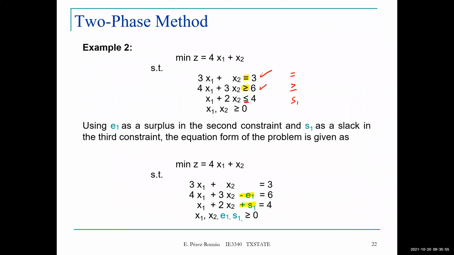So we went through an example in class. This example right here, we have constraints that are equalities and greater or equal to. We also have a constraint that is less than or equal to. And then the first step is to set up the problem into equality form. So we are subtracting the excess variable on the second constraint, and we are adding a slack variable on the third constraint.